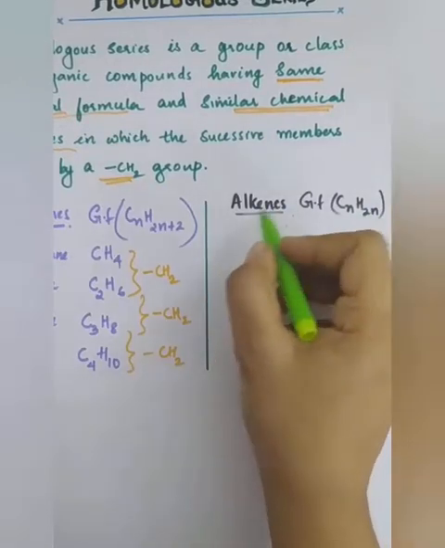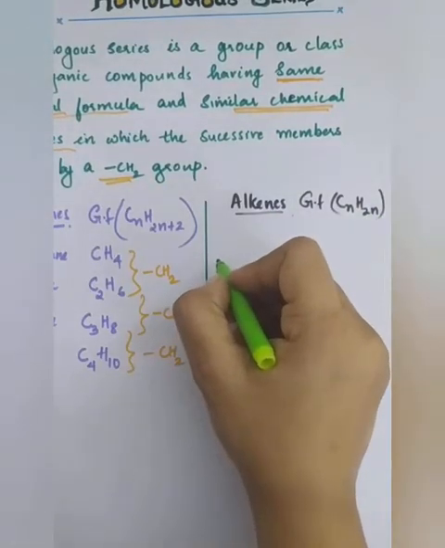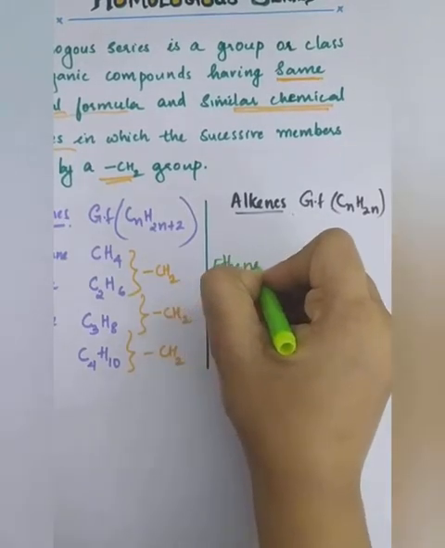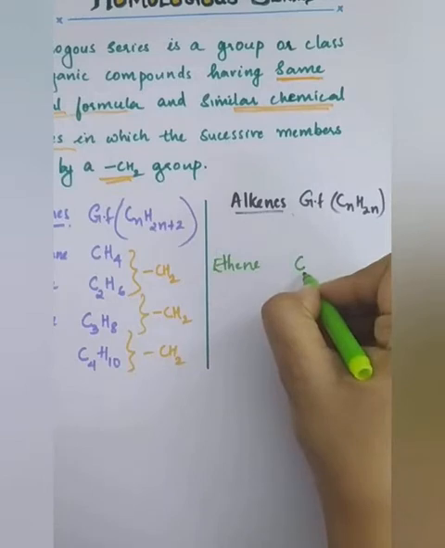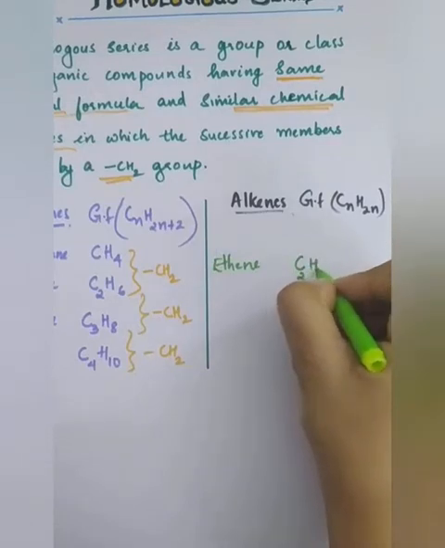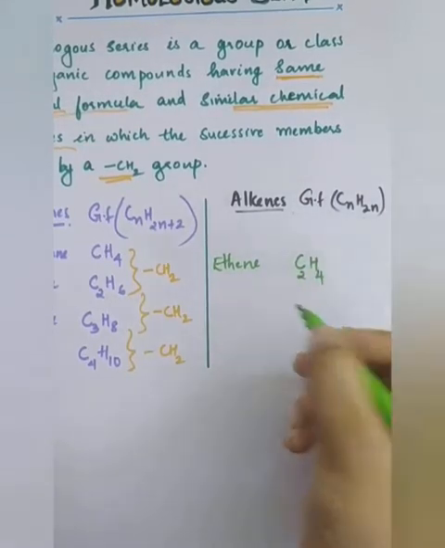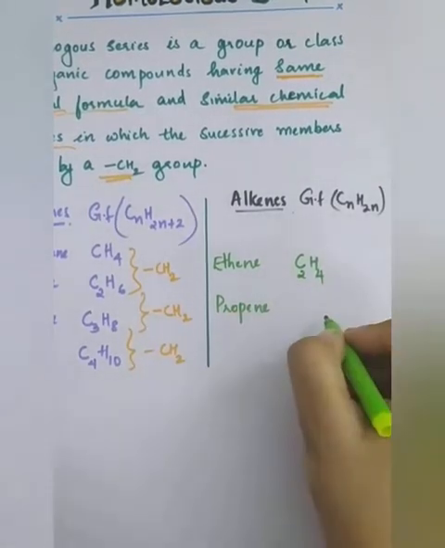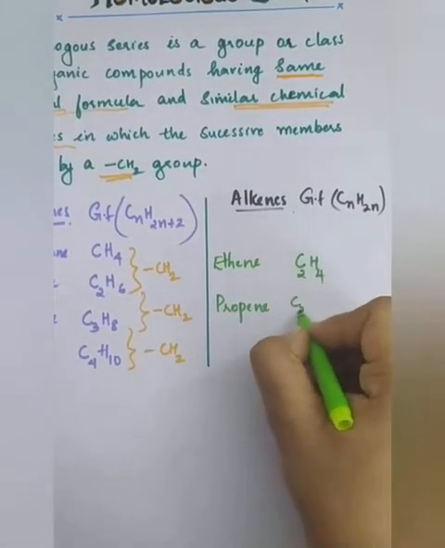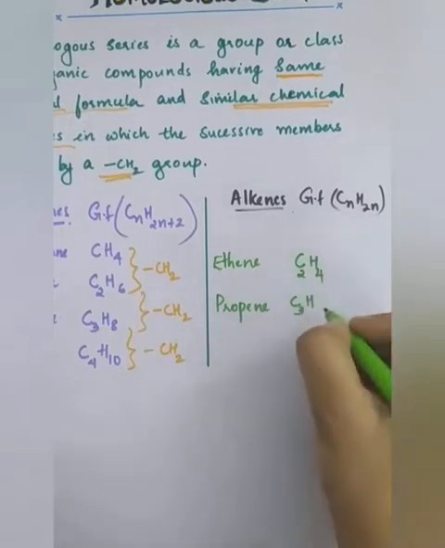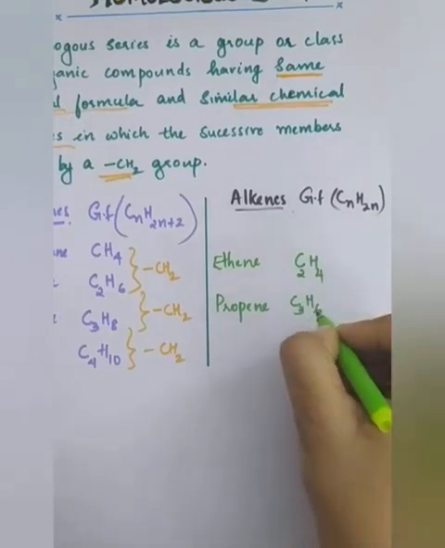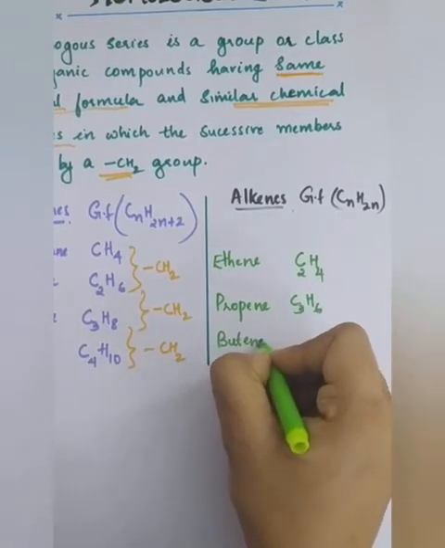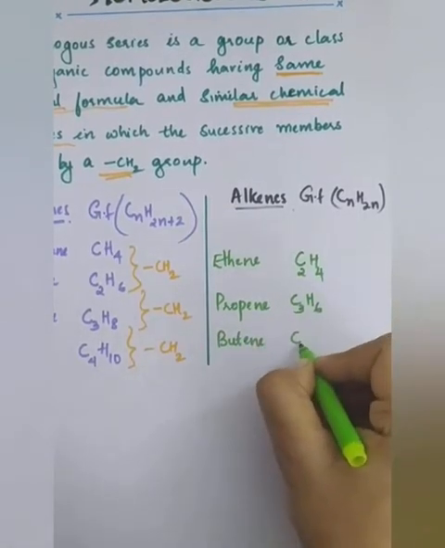Let's see another example, alkenes. The general formula is CnH2n. So what are the members? Ethene, the formula is C2H4. We can substitute in that formula. Next one is propene, that is C3H6. Next is butene, that is C4H8.